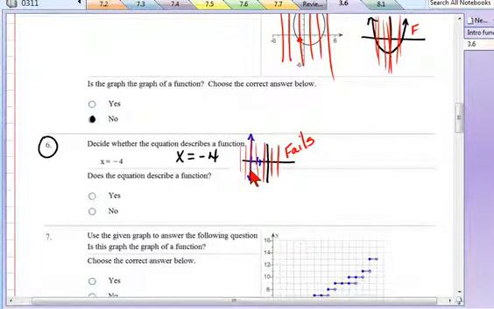If that is the line x equals -4, think about the points on it. (-4, 0), (-4, 1), (-4, 2), (-4, -1). Little Miss -4 is busy. She is going out with every y there is. Okay? Fails. The answer is no. This is not a function.